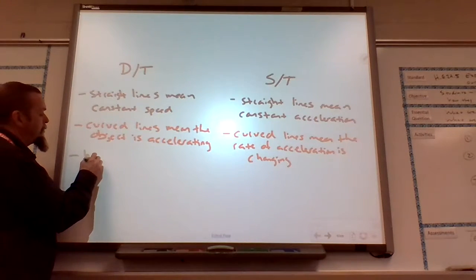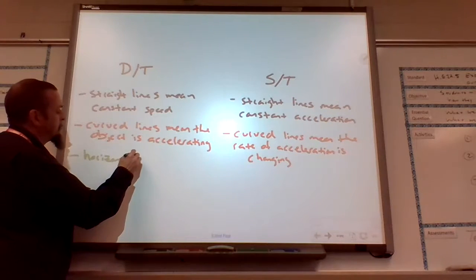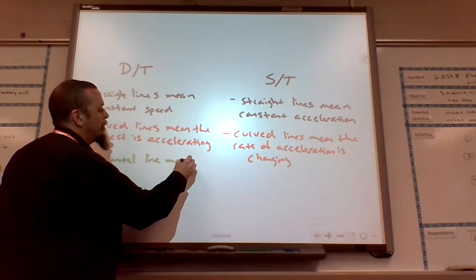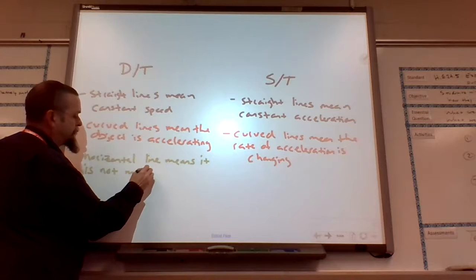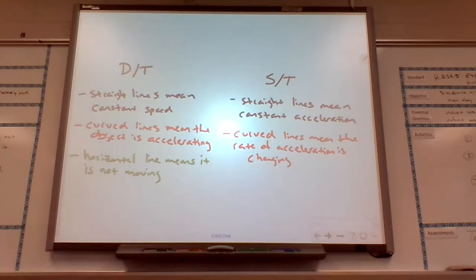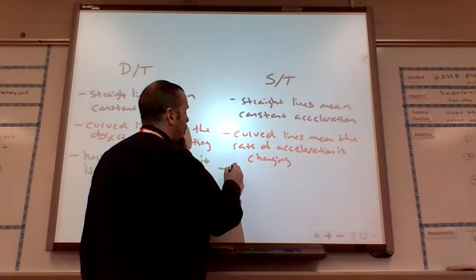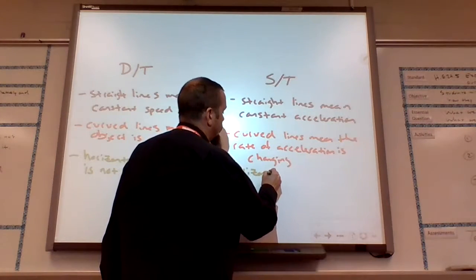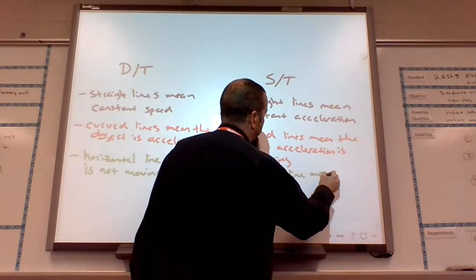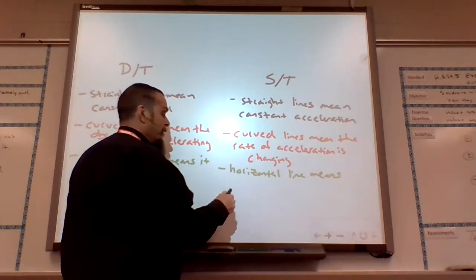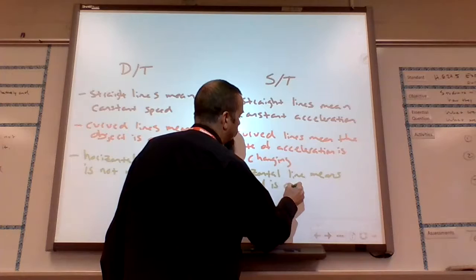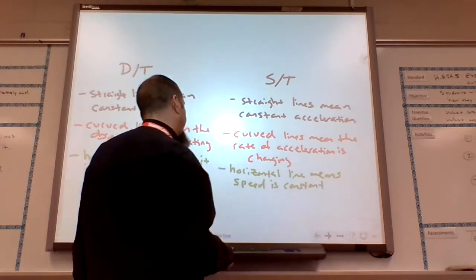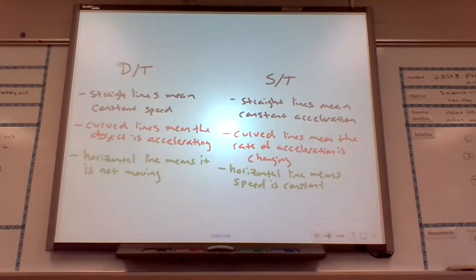Over here, horizontal line means it's not moving. Distance isn't changing. So again, we interpret that as not moving. Over here, horizontal means it's not accelerating. So speed or velocity is constant. So there's no acceleration.